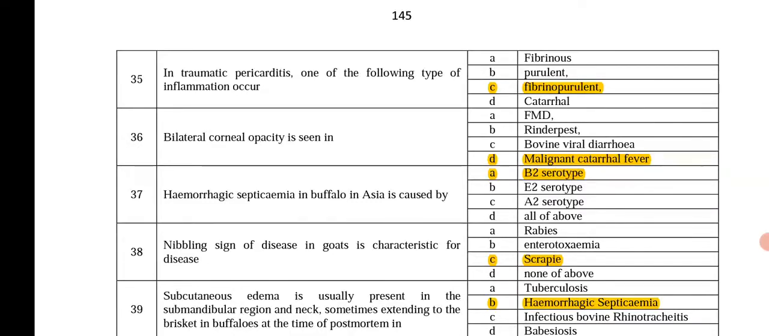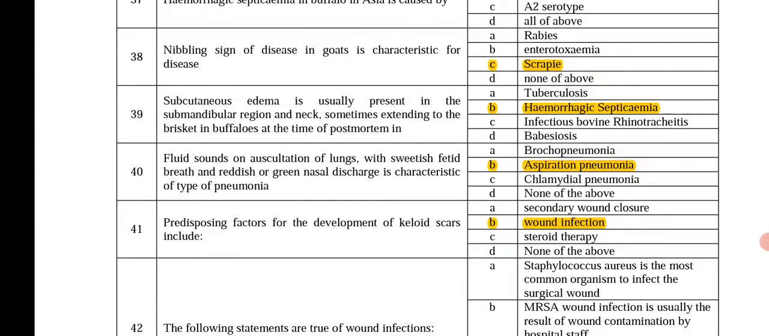Bilateral corneal opacity is seen in malignant catarrhal fever. Hemorrhagic septicemia in buffalo in Asia is caused by B2 serotype. Nibbling sign in goats is characteristic for the disease scrapie. Subcutaneous edema is usually present in the submandibular region and neck, sometimes extending to the brisket, in buffaloes at the time of postpartum. This is hemorrhagic septicemia.